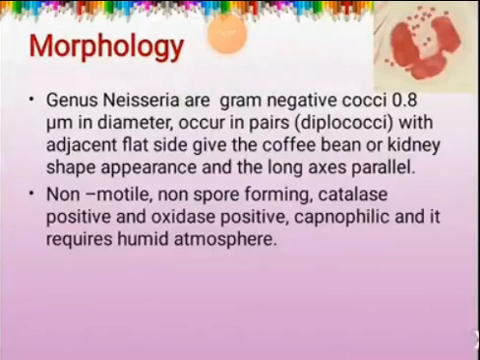So morphologically, all the species of the genus Neisseria have the same microscopical appearance. They are all gram-negative cocci, 0.8 micrometer in diameter, occurring in pairs with adjacent flat sides, giving them a coffee bean appearance. They inhabit the mucous membrane of humans, and they are non-motile, non-spore forming, capnophilic, and grow in a moist environment. They are all oxidase positive, catalase positive.